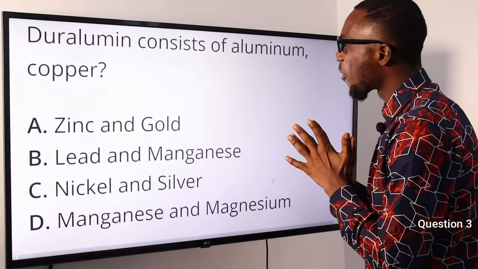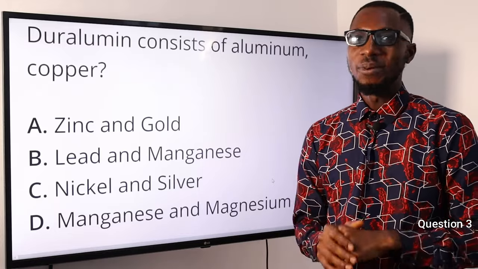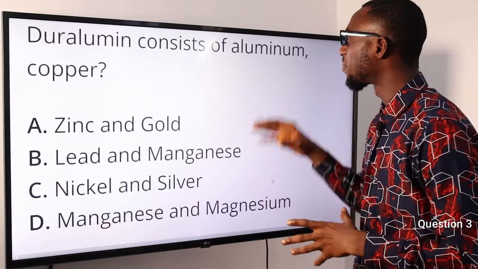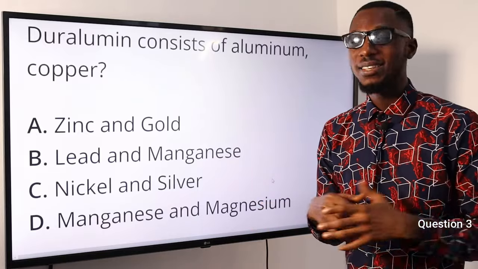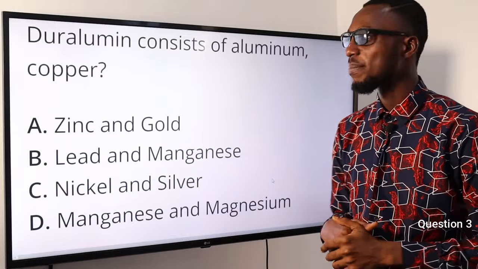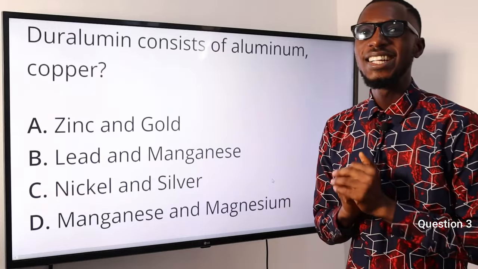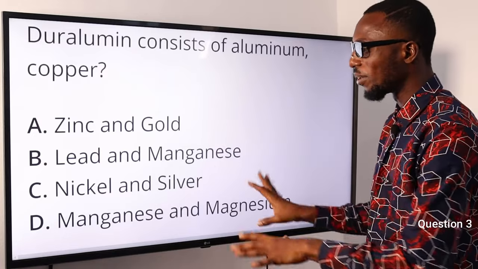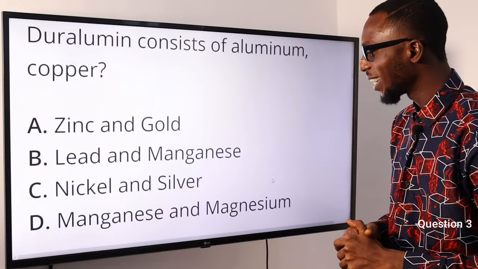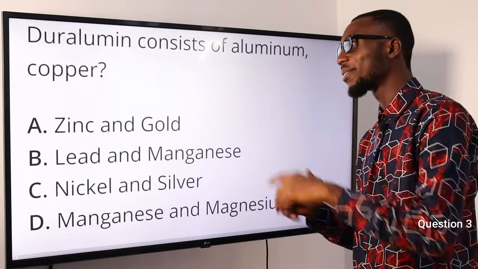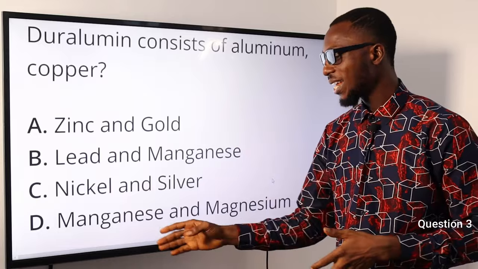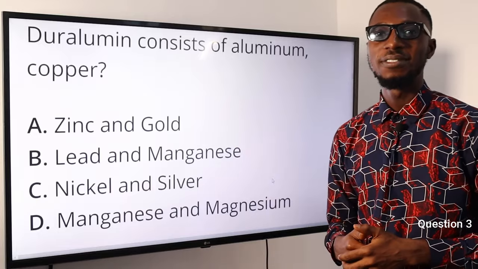Question 3. Duralumin consists of aluminium, copper, and what? Duralumin has very high content of aluminium, about 90% or over. Then we have copper, then we have manganese and magnesium. So the correct option is option D, manganese and magnesium. So if you fix it back to the question, Duralumin consists of aluminium, copper, manganese and magnesium. So option D is very correct.